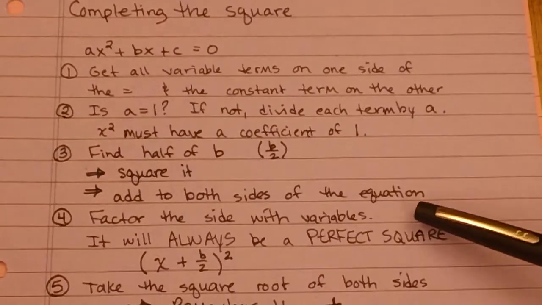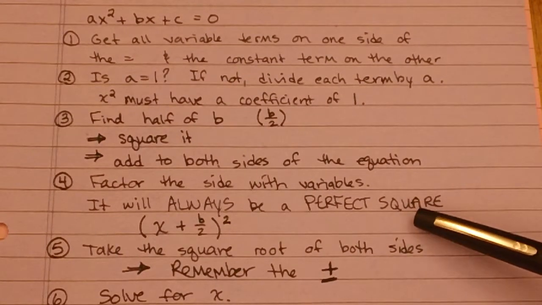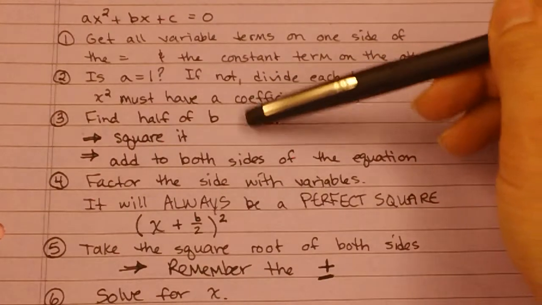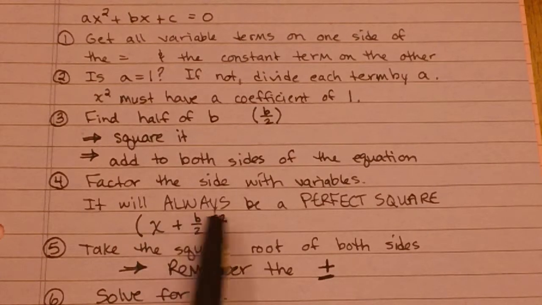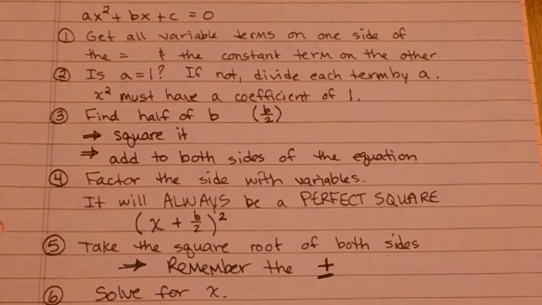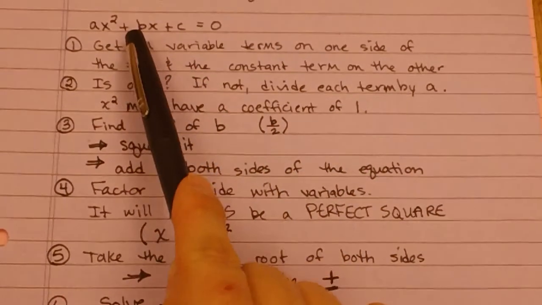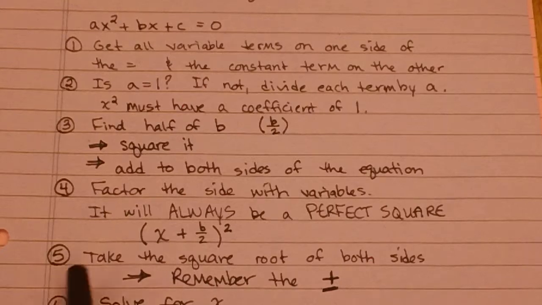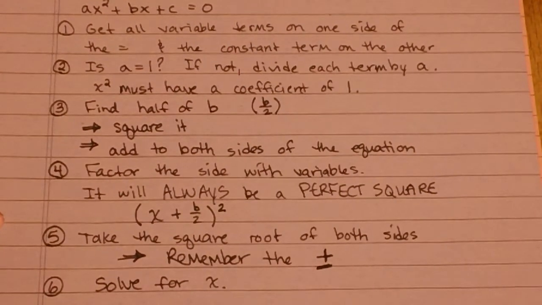Step 4 was to factor the side with the variables, and we should always come up with a perfect square. In fact, we can factor it just by using this b over 2 that we got from step 3. So it'll be x plus b over 2 squared, or x minus b over 2 squared, depending on the sign of b at the beginning of the problem. Then we will solve by the square root method, which means we're going to be taking the square root of both sides. Remember to use plus minus, and then solve for x.